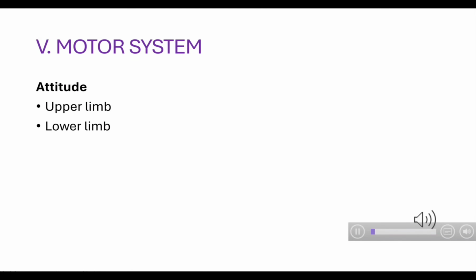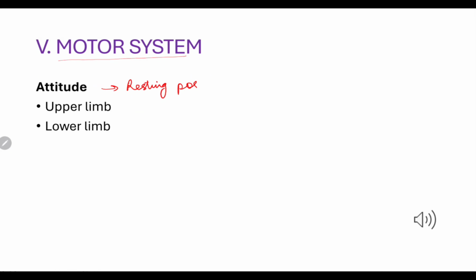Moving right along into Pillar 5, Motor System Examination. Before we ask the patient to move a single muscle, we begin with attitude. This means observing the natural resting posture of both the upper limbs and the lower limbs. Is an arm flexed and adducted against the chest? Is a foot externally rotated? The resting posture tells us an immediate story about the underlying muscle tone imbalances before the patient even says a word. We will study what these abnormal postures look like in our next session.